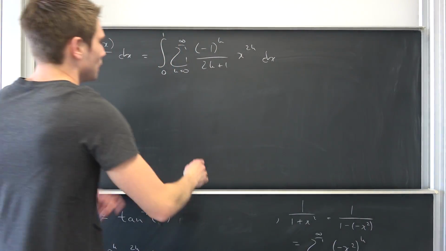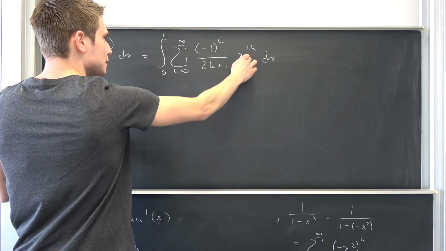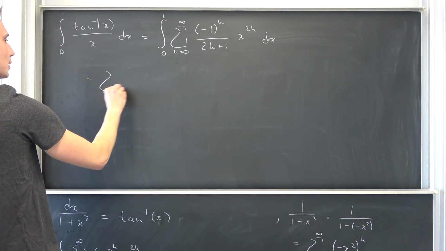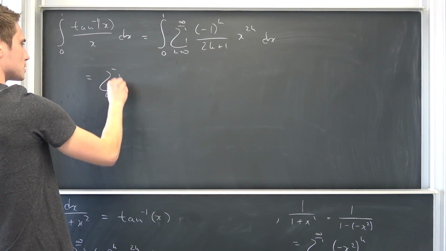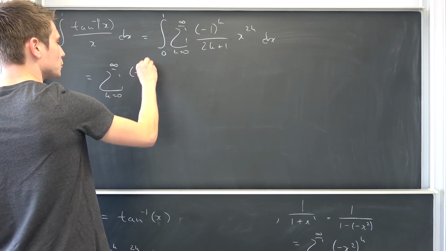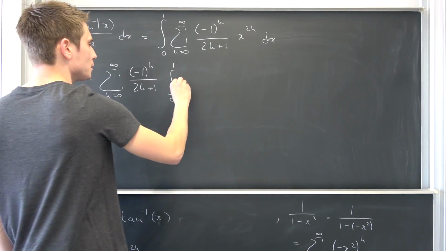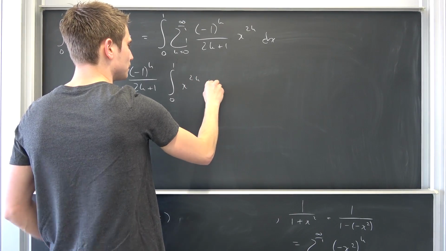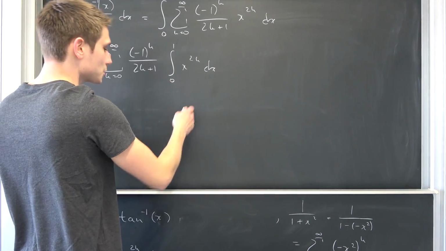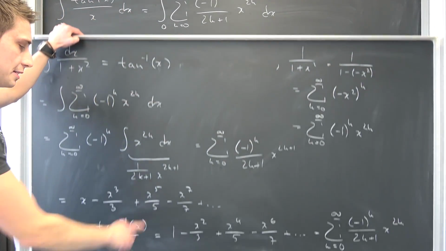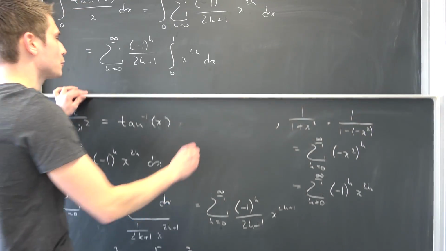So yeah, let's bring this chunk to the outside and integrate this right here. That's nothing but the sum running from k equals 0 to infinity of (-1)^k over 2k plus 1, integral from 0 to 1, x to the 2kth power dx. Integrating this right here is actually really easy once again. We already derived this before.